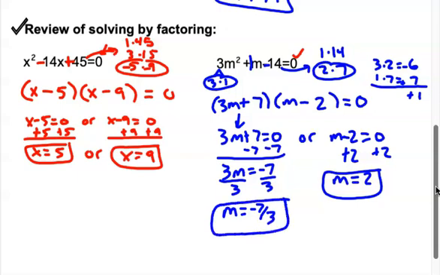I would just leave those as fractions instead of going and getting a decimal. We don't need the decimal there. But what that means, if I plugged in negative 7/3 into the original equation, I would get out 0. If I plug 2 into the original equation, I would get out 0. Those would be the x-intercepts if I graphed that original equation. All right, let's move on.